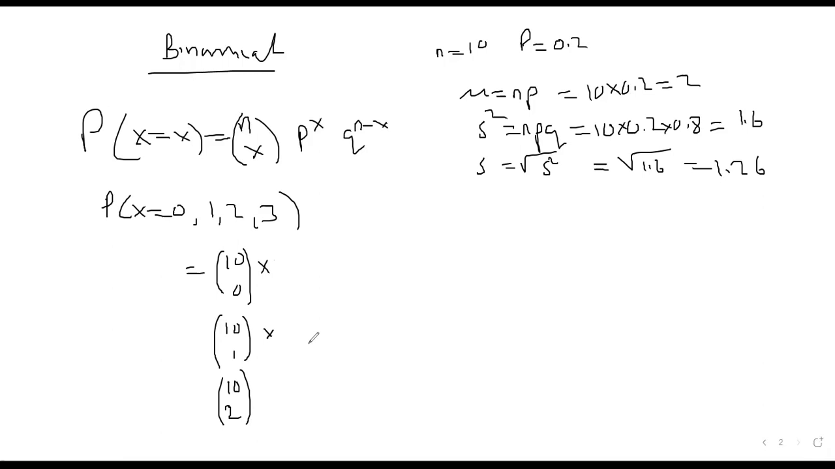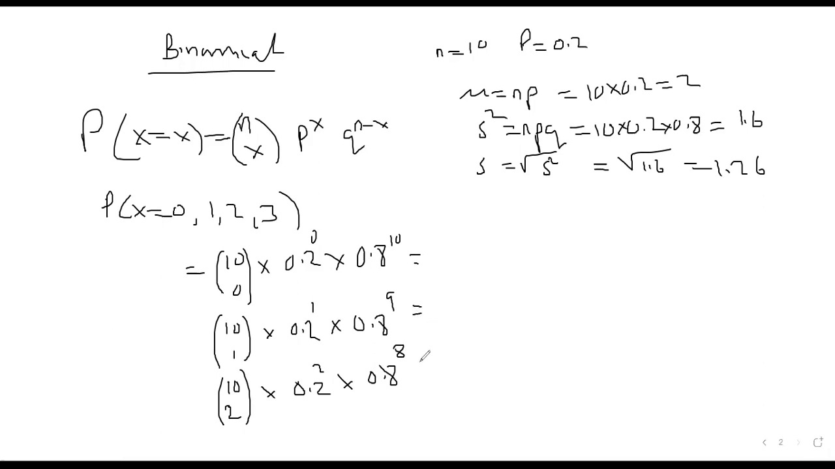Our probability in this case is 0.2, so the remainder to get 1 is 0.8. So our q is 0.8. According to the formula, the x comes on the 0.2, and the remainder is n minus x. So 10 minus 0 is 10. Here, 10 minus 1 is equal to 9. And 10 minus 2 is 8.